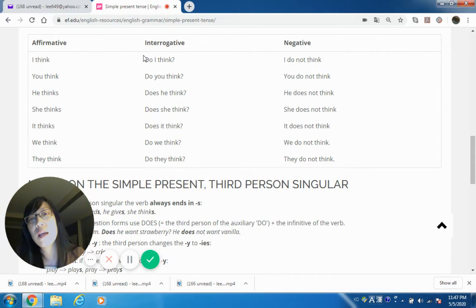It already has a helping verb. So all you have to do is add not after it. Do not I think? But usually people just contract it. Don't I think?